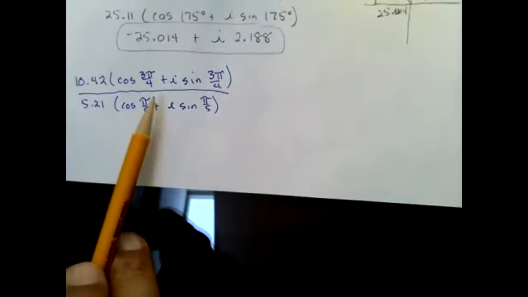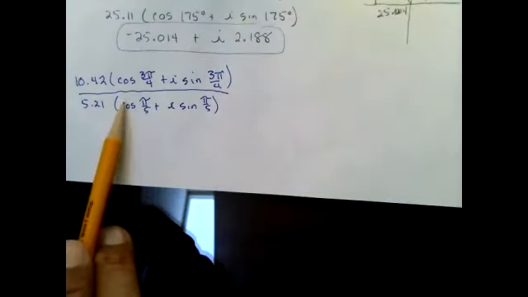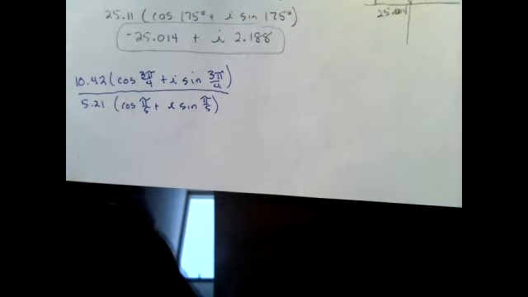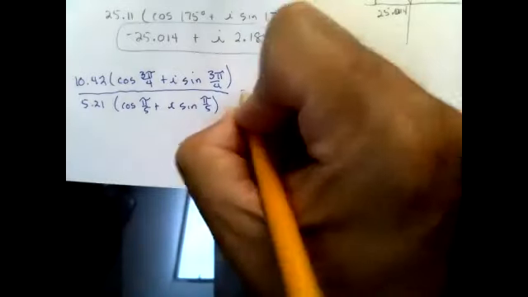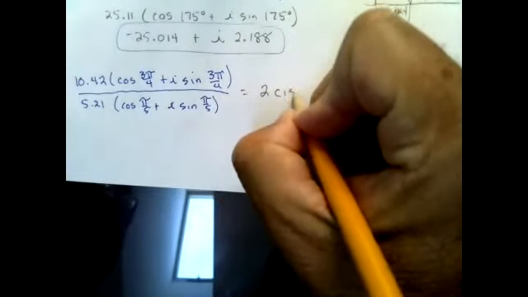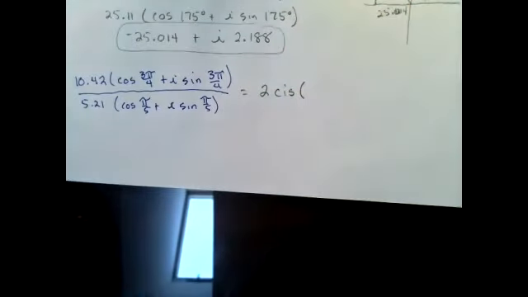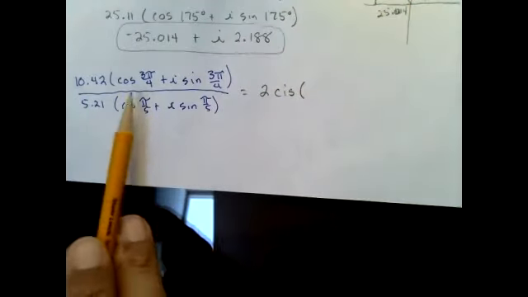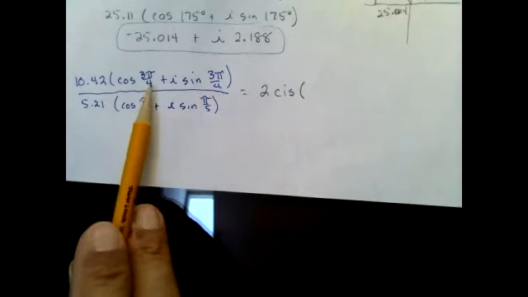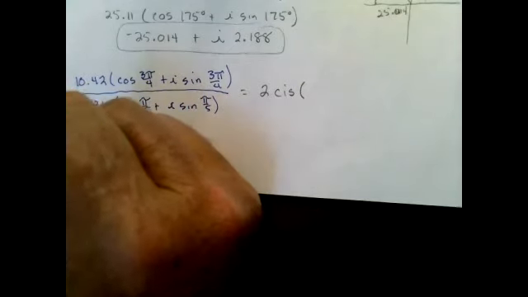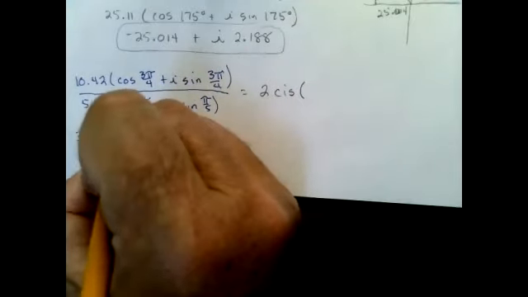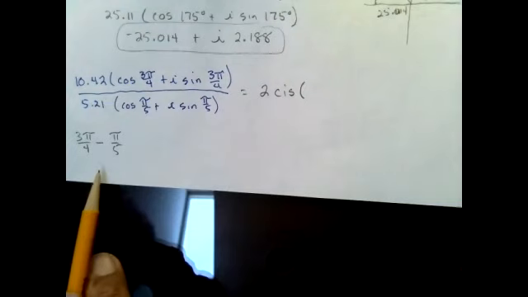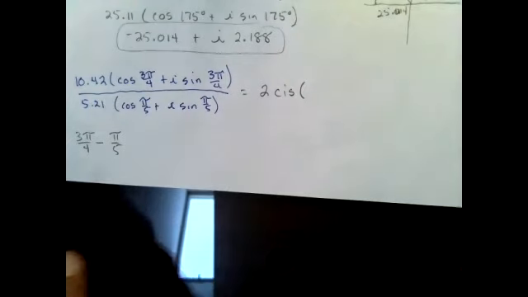I'm dividing. I can do this. 10.42 over 5.21, that's 2. This is going to become CIS of, oh boy, that number, 3 pi over 4 minus pi over 5. I think I'm going to convert these. 3 pi over 4 is what?